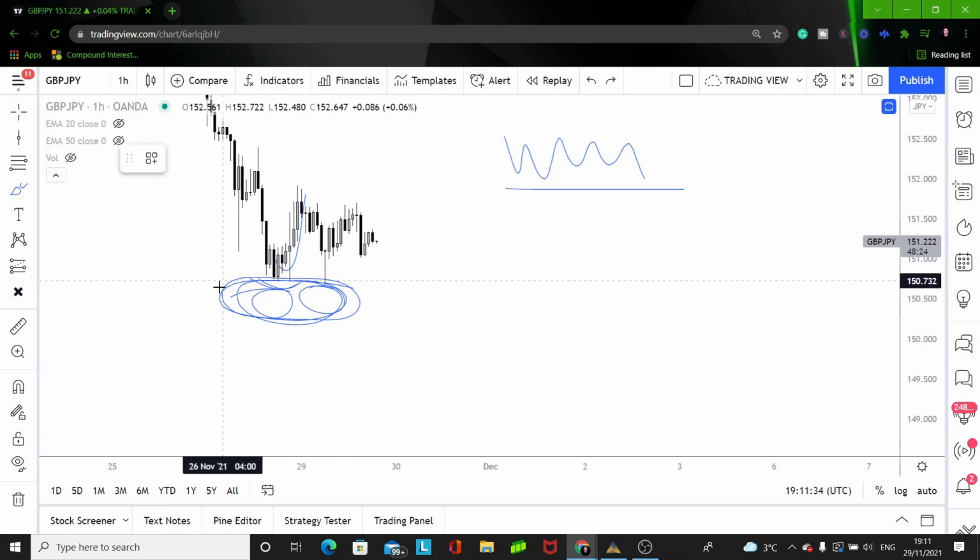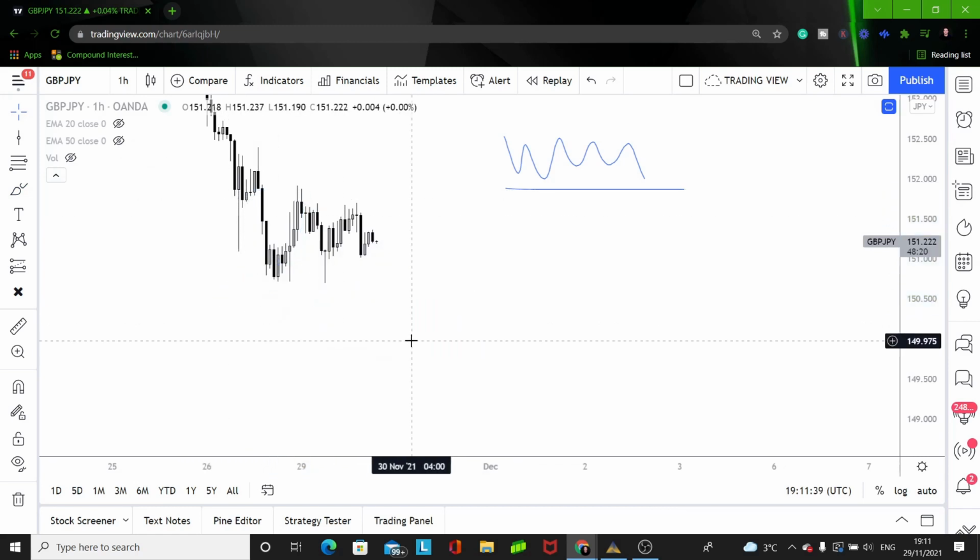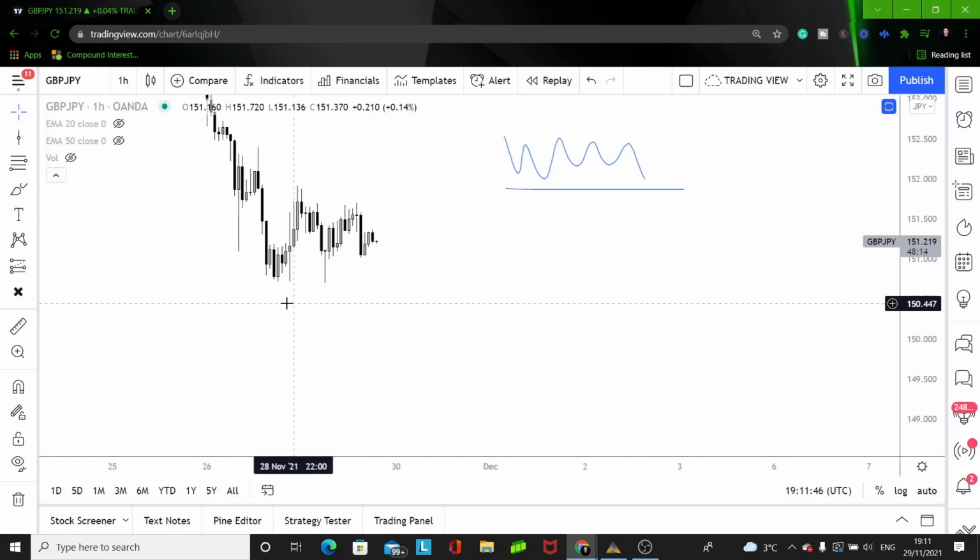So liquidity gets formed in the market, and market makers or bigger players in the market will sell into this liquidity to then take up their buy positions, because they understand that there's a high volume of orders down here. So that is what an order block is.